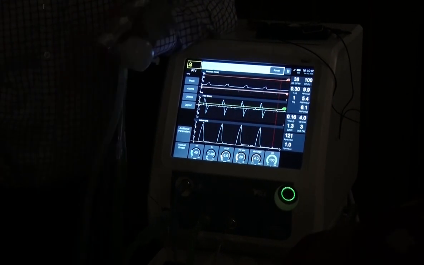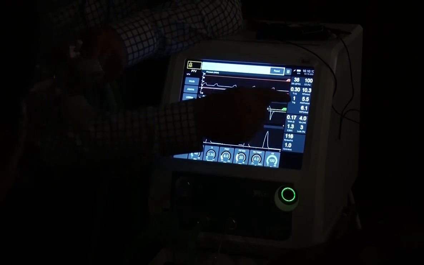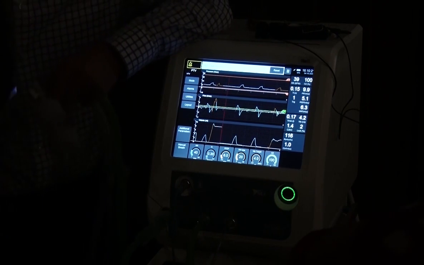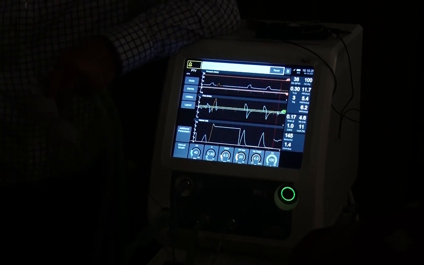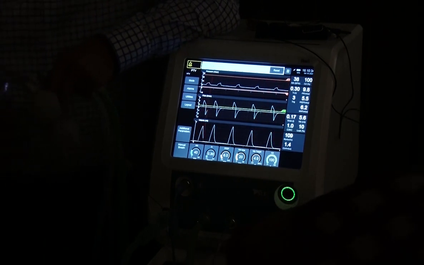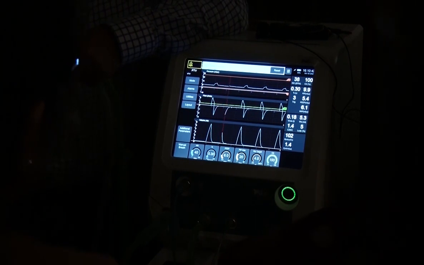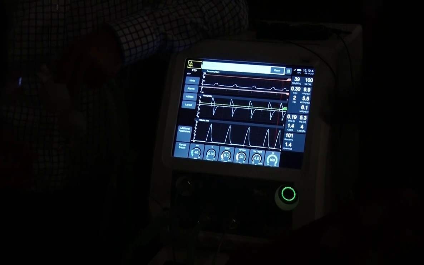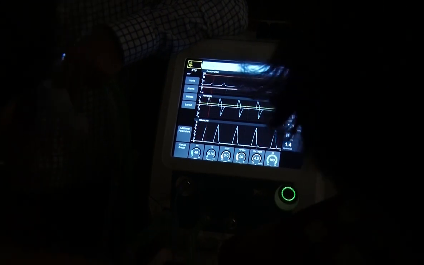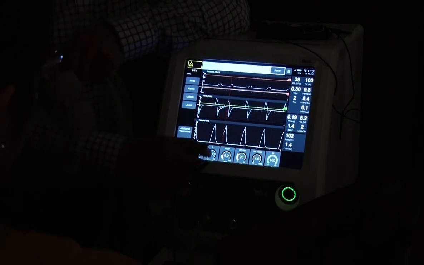So why did you pick four to six mil per kilo for the volume guarantee? Oh, and you should now see that our PIP has gone up, right? PIP is 10. Why is our PIP not coming down? I've taken the compliance problem away, and our PIP is the same, 9.8, 9.9. Why is that? Our inspiratory time is too short, right?